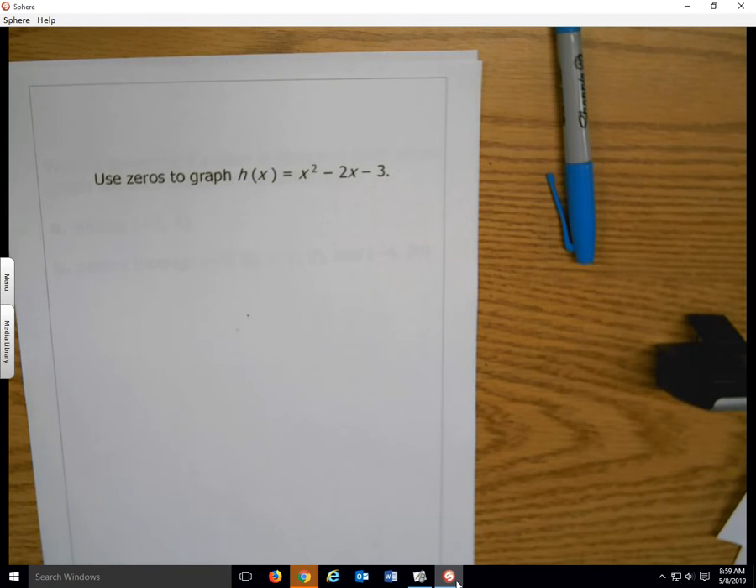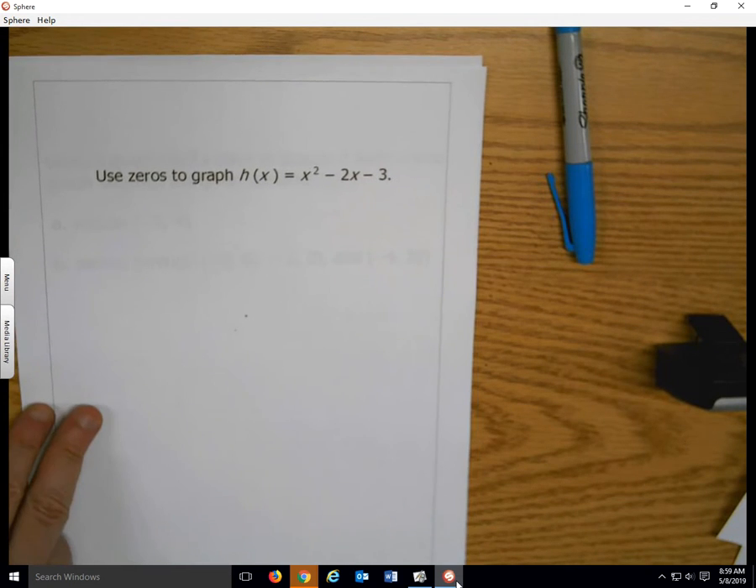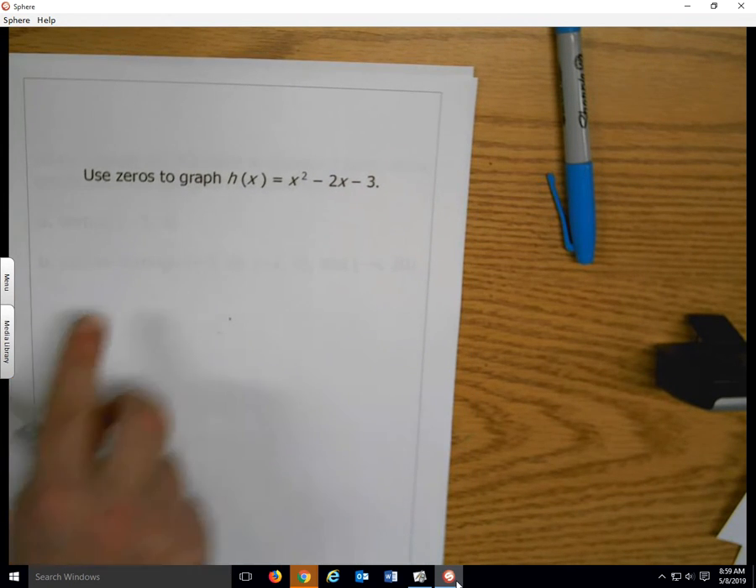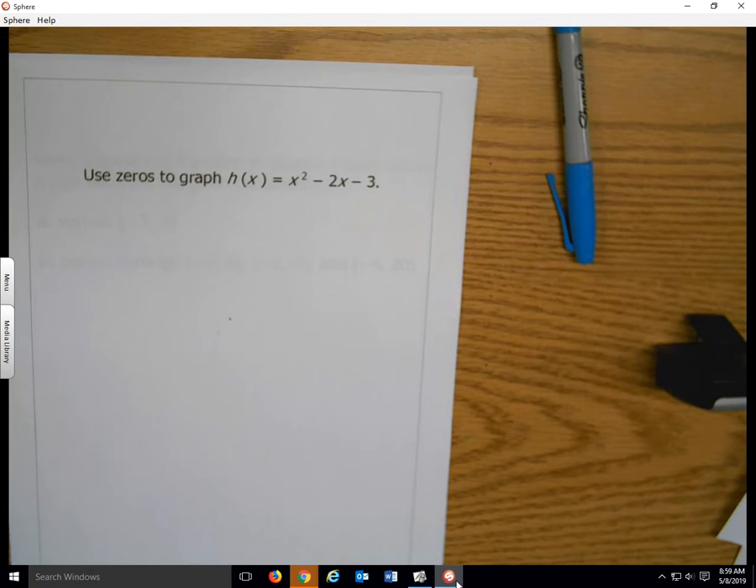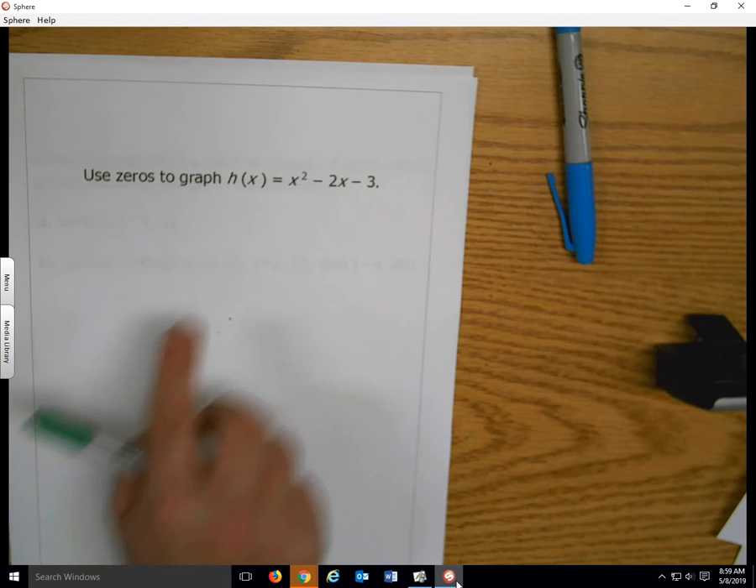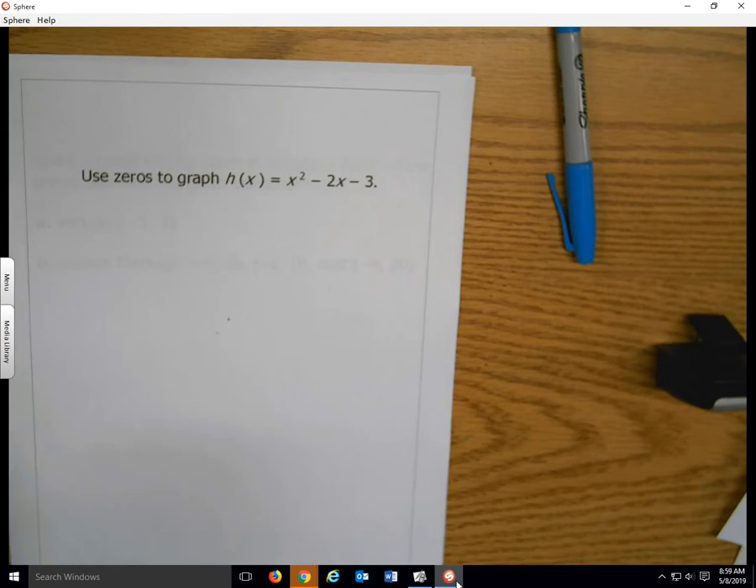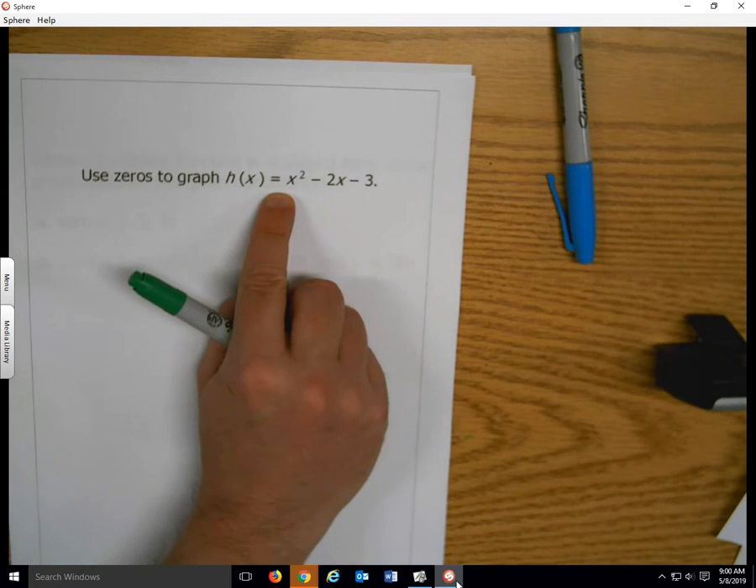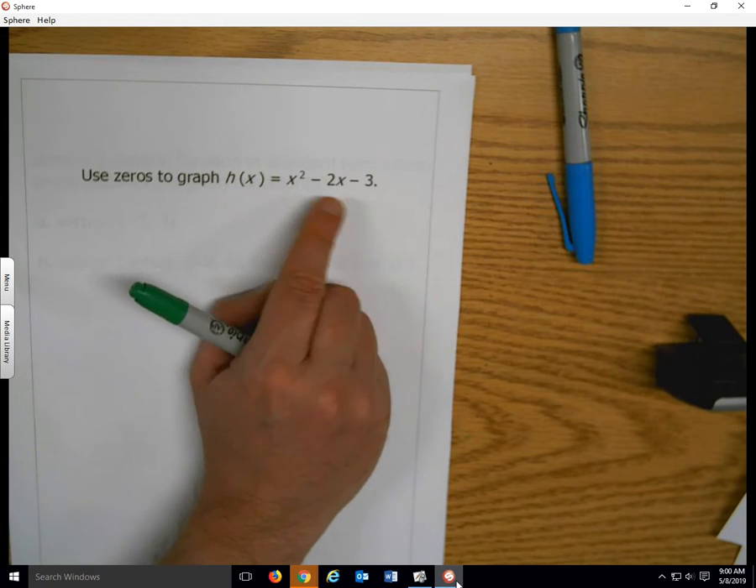Okay, so next thing I want to talk about is using the characteristics to graph and write quadratic functions. So if you look at something like this, you can see right away the function's already in standard form, right? Going from highest exponent to lowest. You may know that it's opening upward because the a is positive, greater than 0. You can see that the y-intercept is negative 3.